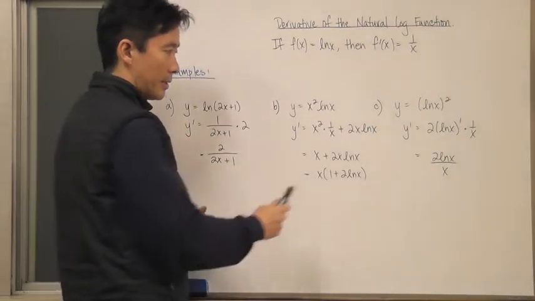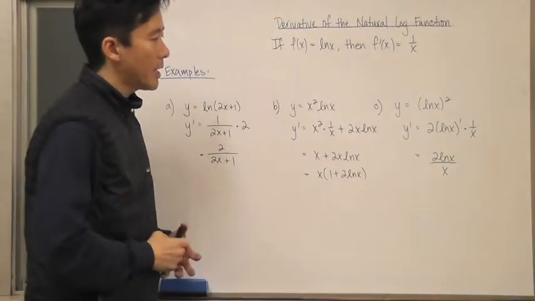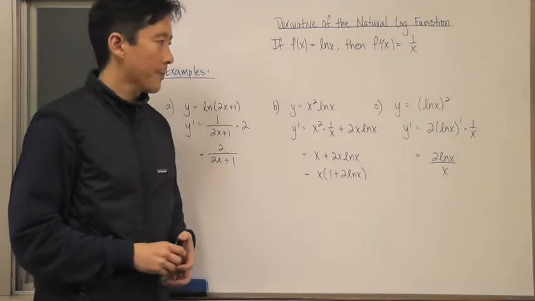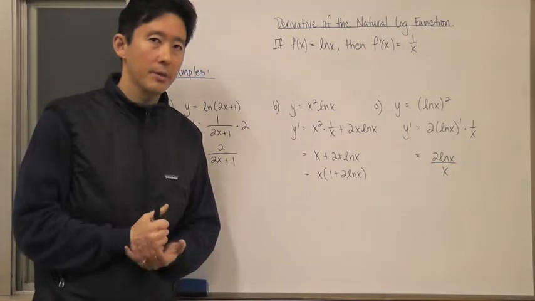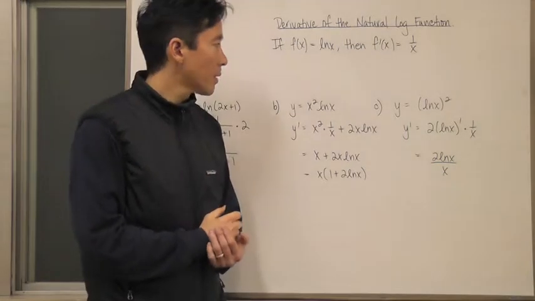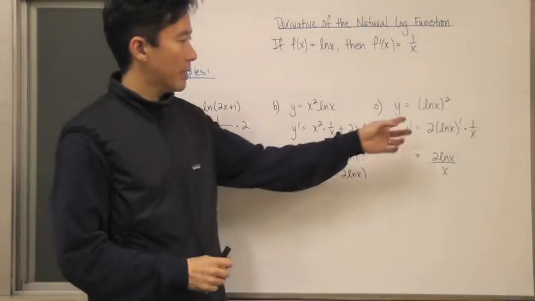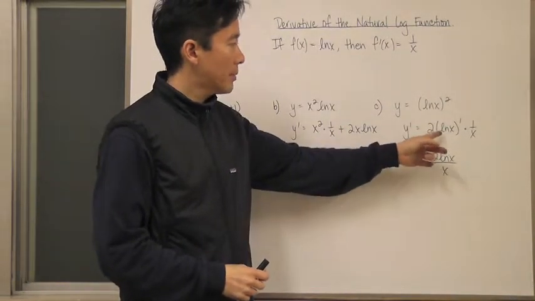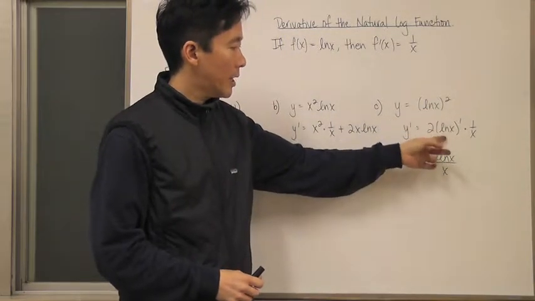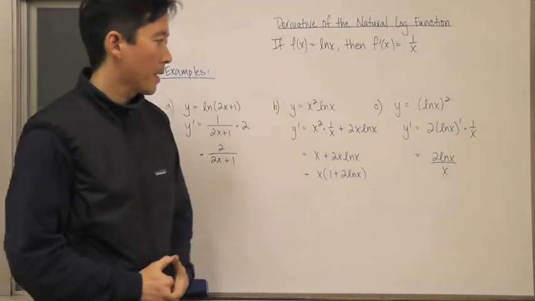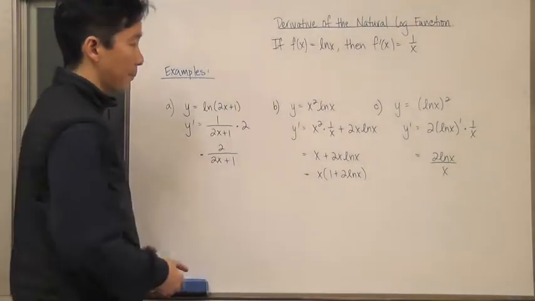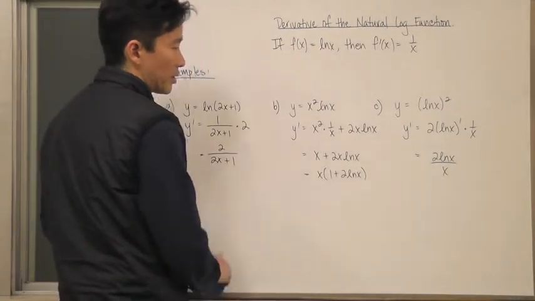Okay. Last one is letter c. y is equal to the natural log of x, quantity squared. This right here is going to be the chain rule. So we have the power rule and the chain rule. That's just going to be 2 times the natural log of x raised to the first power, times the derivative of the natural log of x, which is 1 over x. And so what we come out with is 2 natural log of x divided by x. Okay. Now, those are some of the more direct ones.